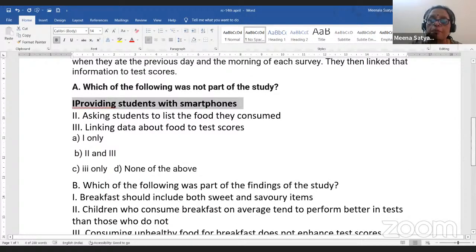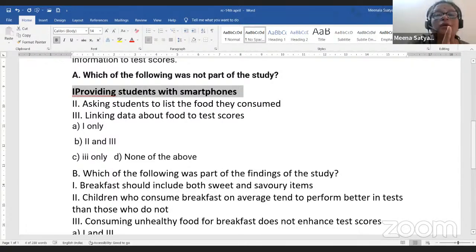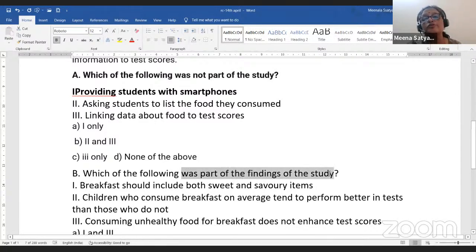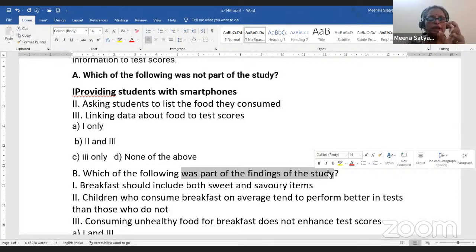Which of the following was part of the findings of the study? Remember, that's why every class I tell you, read the question very carefully. Here, smart work plus presence of mind is absolutely essential. Look at the first one. It said was not part of the study. But here, which of the following was part of the findings of the study? It's not just the study, mind you. Findings of the study. That one word can change the whole thing.